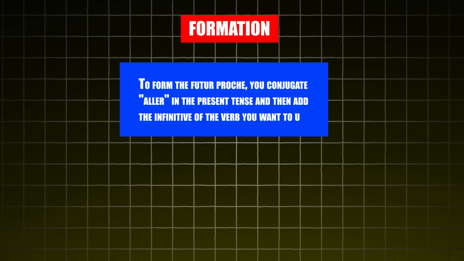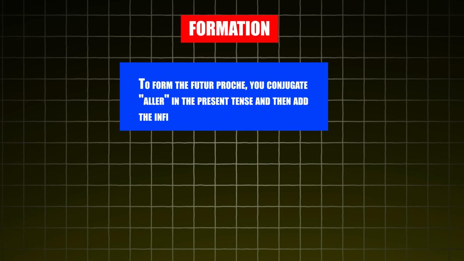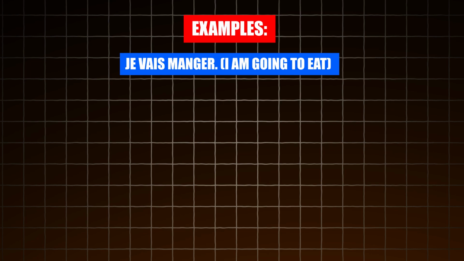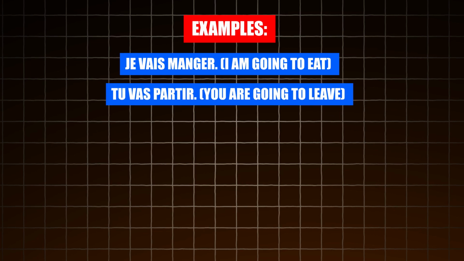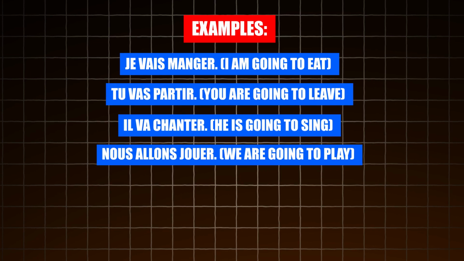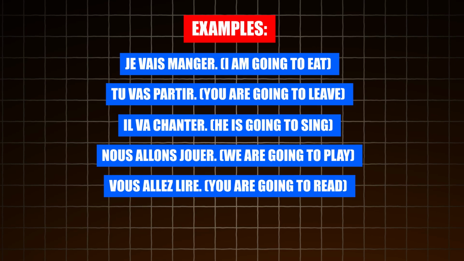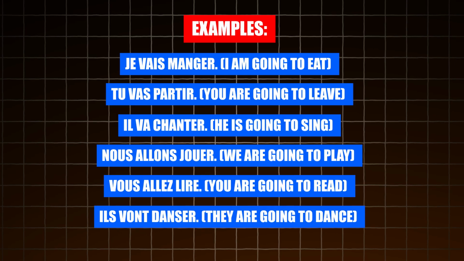So the formation of this tense goes here in this manner. To form the futur proche, you conjugate the verb aller in the present tense and then add the infinitive form of the verb you want to use. For example, je vais manger, tu vas partir, il va chanter, nous allons jouer, vous allez lire, ils vont danser. So this was all about the affirmative form.